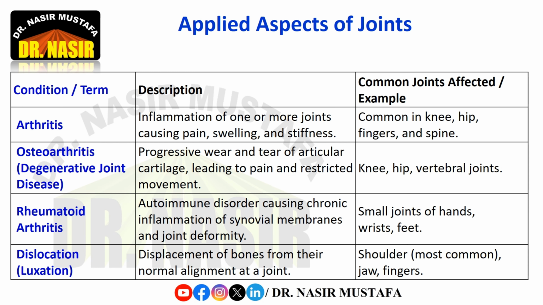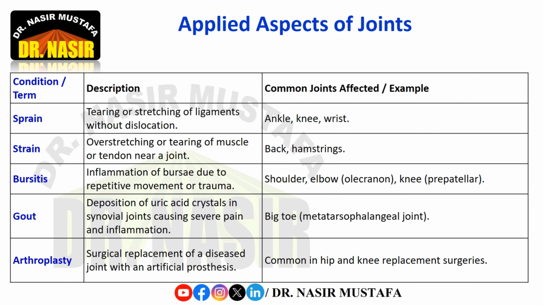Dislocation or luxation is a displacement of bones from their normal alignment at a joint, most commonly seen in the shoulder, but also in the jaw and fingers. A sprain is a tearing or stretching of ligaments without dislocation, frequently occurring in the ankle, knee, and wrist. A strain involves the overstretching or tearing of a muscle or tendon near a joint, commonly affecting the back and hamstrings. Bursitis is the inflammation of bursae, usually caused by repetitive movement or trauma, and is often seen in the shoulder, elbow, and knee.